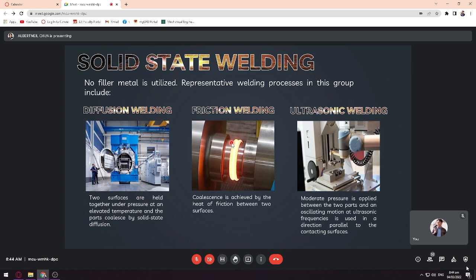And then yung ultrasonic welding naman, basically parang friction welding lang siya. Ang ginagamit lang natin is ultrasonic frequencies para mag-combine or ma-weld yung dalawang metals natin.